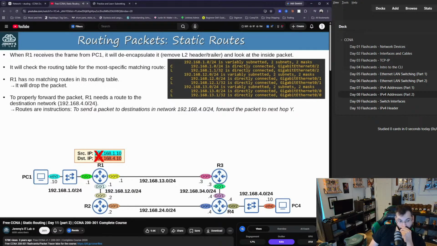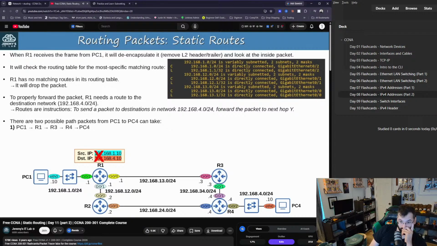Remember, routes are instructions. R1 needs a route to say, to send a packet to destinations in network 192.168.4.0/24, forward the packet to next hop Y. Now we know the destination, the 4.0/24 network, but what should be the next hop? What is the next router in the path to the destination? Actually, there are two possible paths that packets from PC1 to PC4 can take.